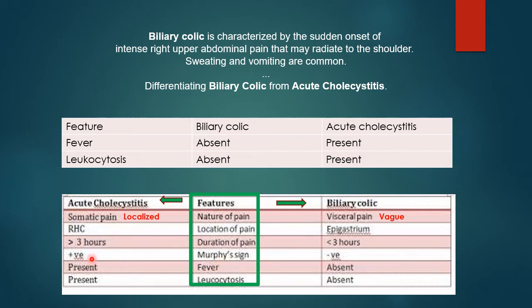Murphy sign is usually positive in acute cholecystitis and usually negative in biliary colic. Fever is present in acute cholecystitis and usually absent in biliary colic. Leukocytosis is present in acute cholecystitis and absent in biliary colic. So basically, features of acute inflammation are present in acute cholecystitis but typically absent in biliary colic. And this is transient, this is prolonged.